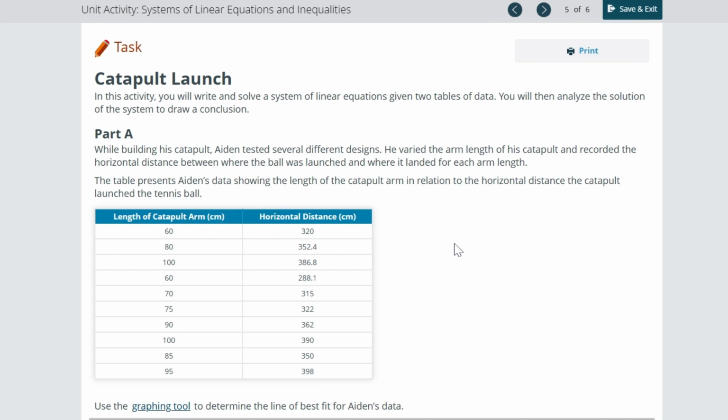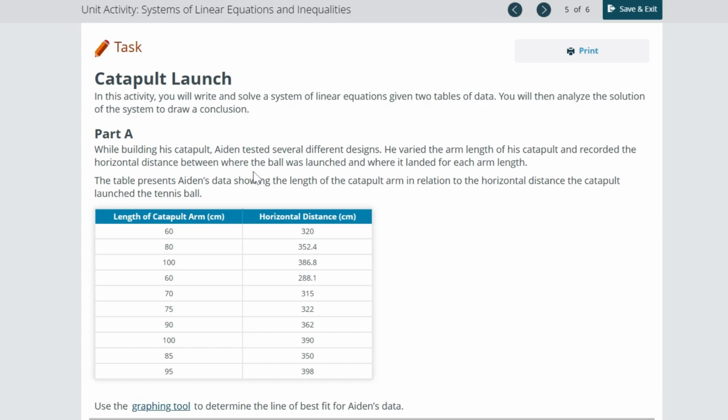All right, so I'm going to show you how to use a graphing tool for this assignment here. As you can see right here in this activity, you're going to write and solve a system of linear equations given two tables of data. You will then analyze the solution to draw a conclusion.